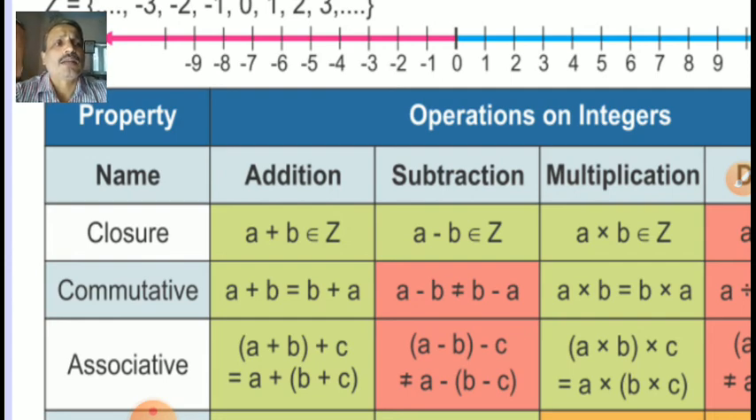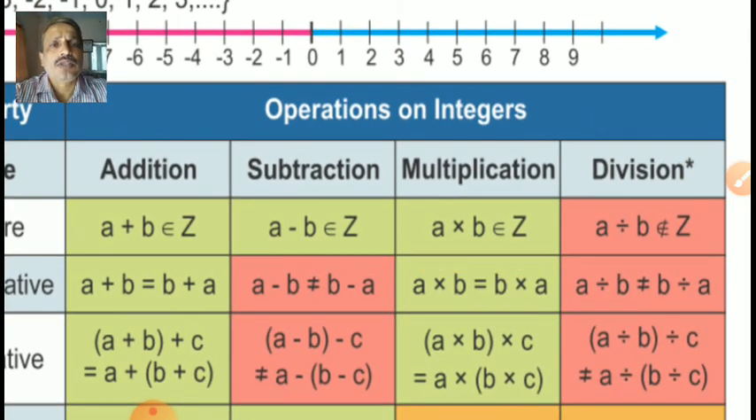Now the third one. Two numbers are multiplied together, which also belongs to Z. 3 into 5, yes, 15. 3 into minus 5, minus 15. Minus 4 into minus 2, yes, plus 8. Plus 8 is also an integer. It also belongs to Z.